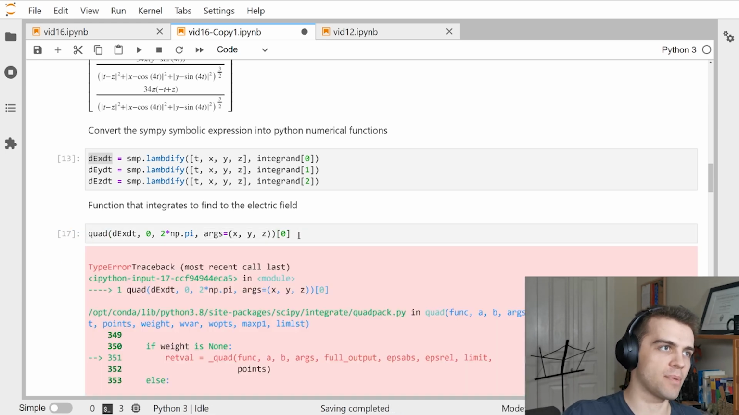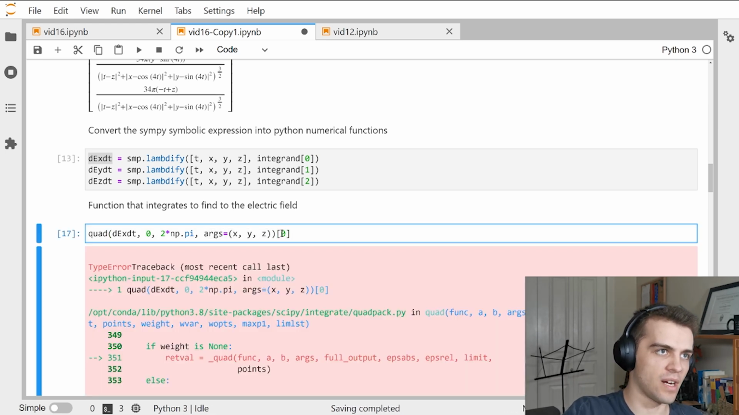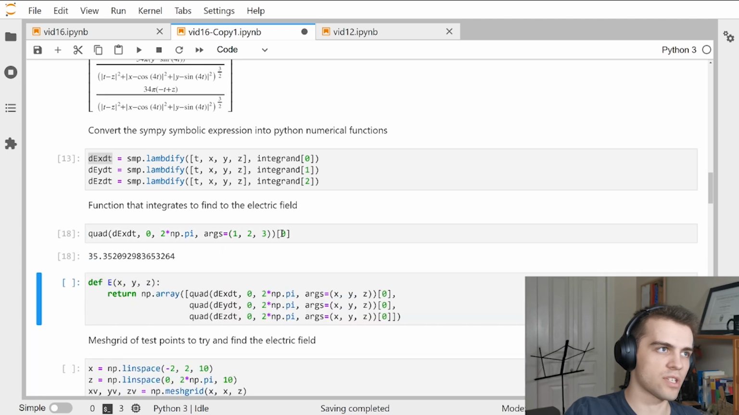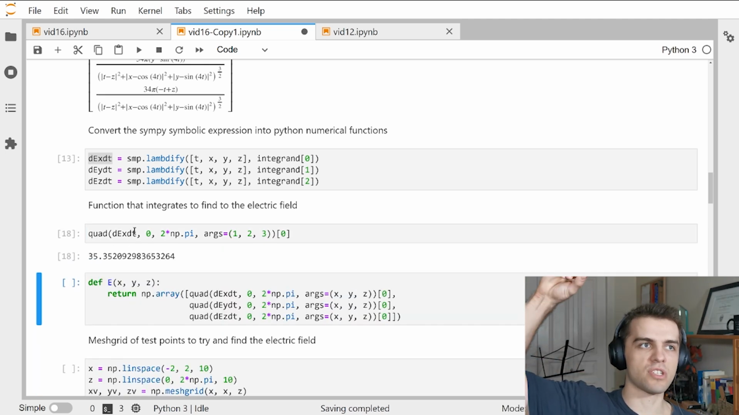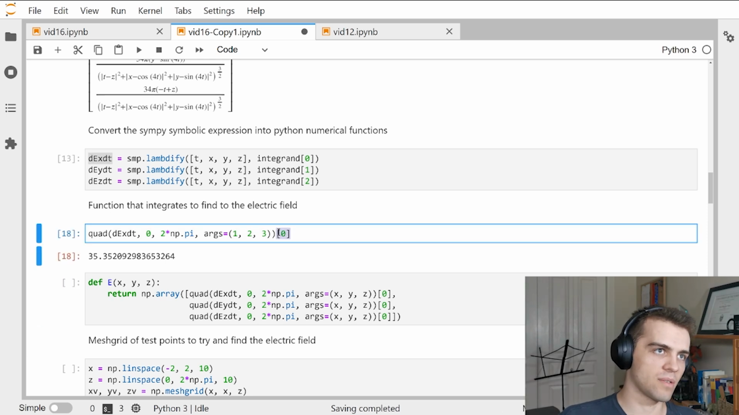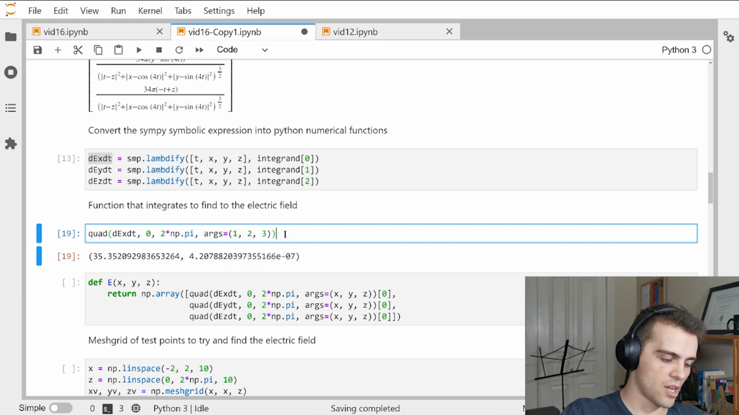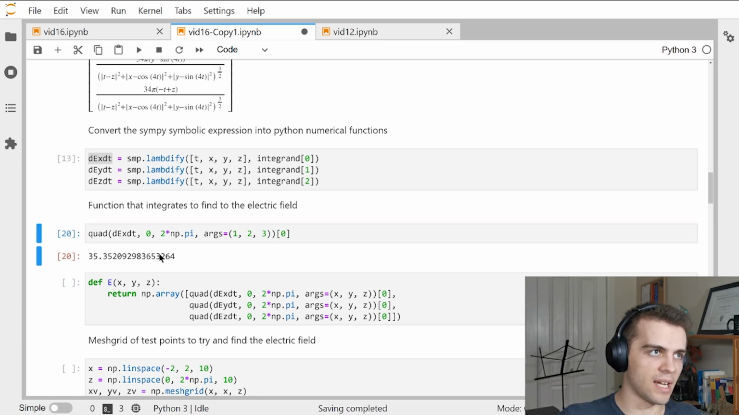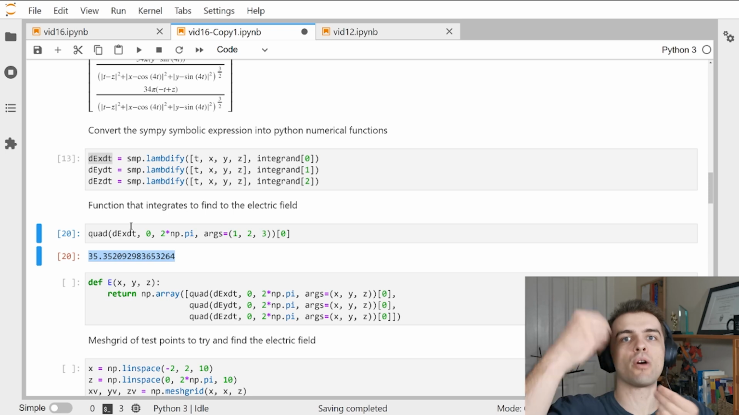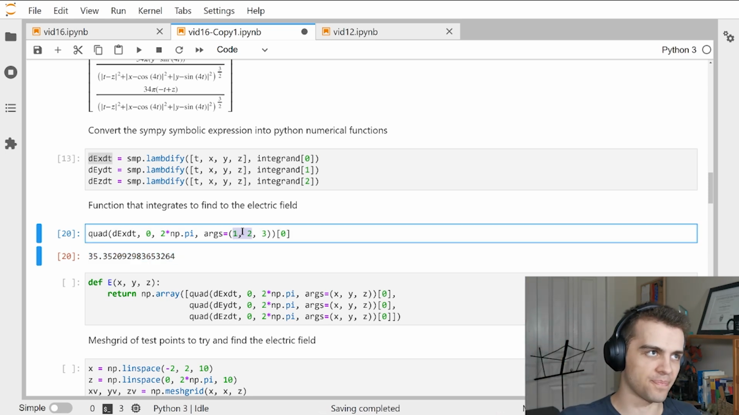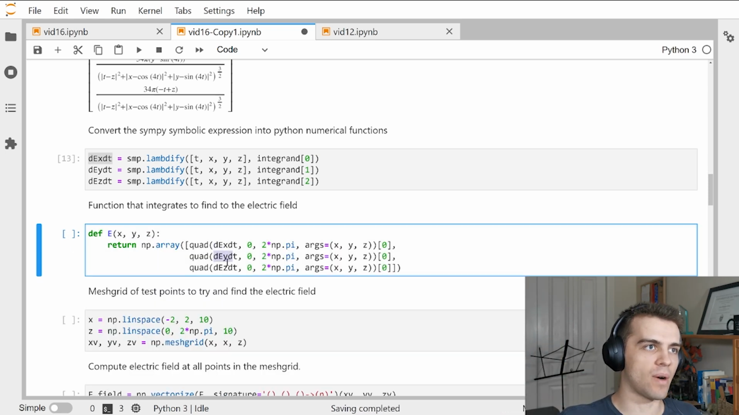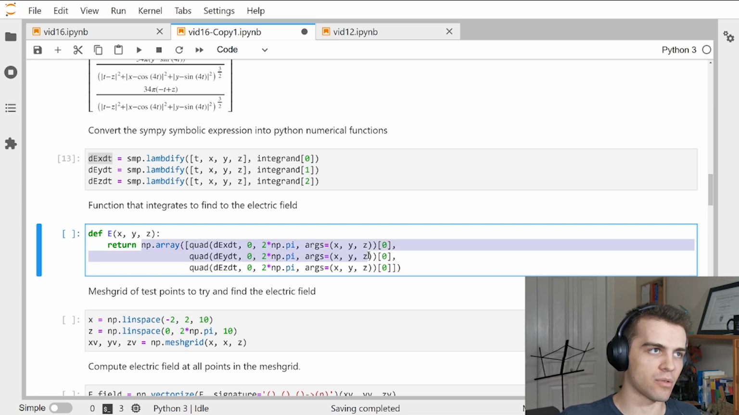And I can do this, for example, and I need to actually give 3 arguments. So I'll go like 1, 2, 3, for example. And it will integrate dEx/dt at the location x=1, y=2, z=3. And of course, typically when you call quad, it gives the integral and then also the error on the integral. So I just take the first component and I get my integral of dEx/dt. So now I know what Ex is at this location. And I do this for Ex, Ey, Ez, and I store them in this numpy array.